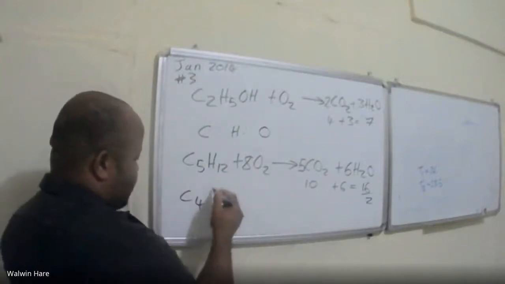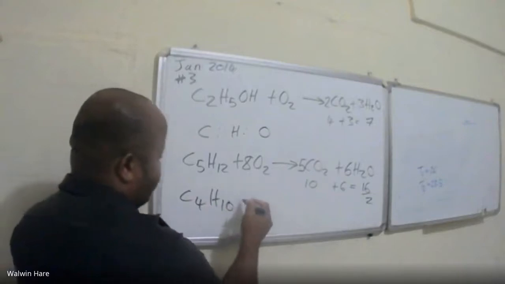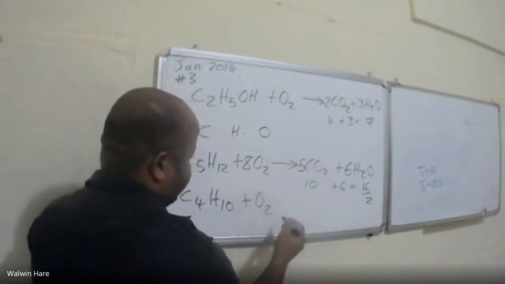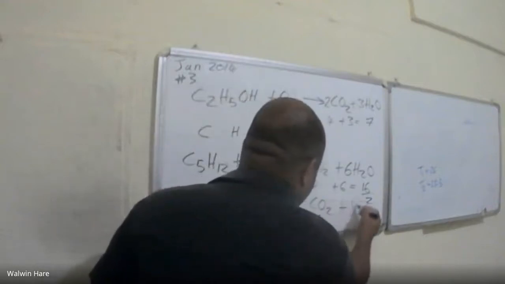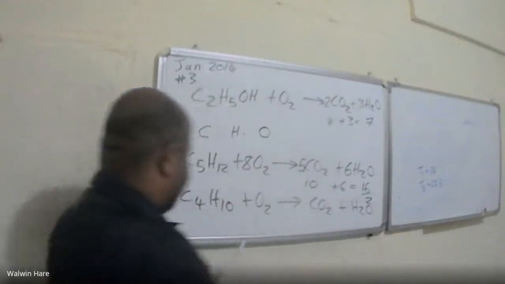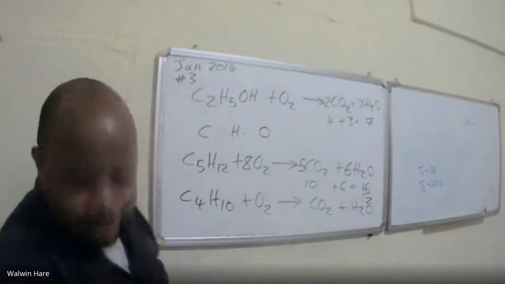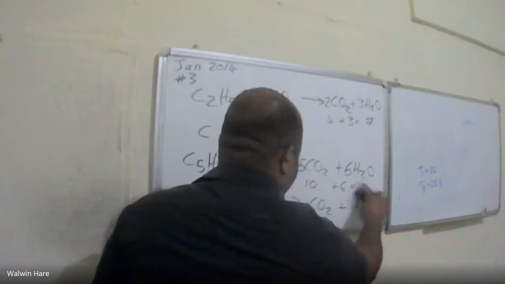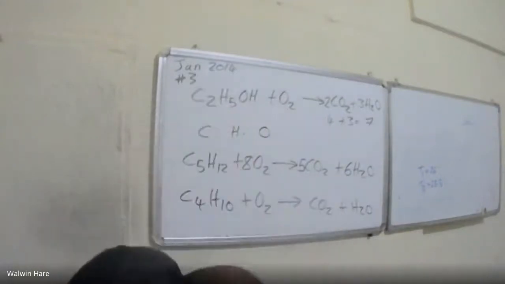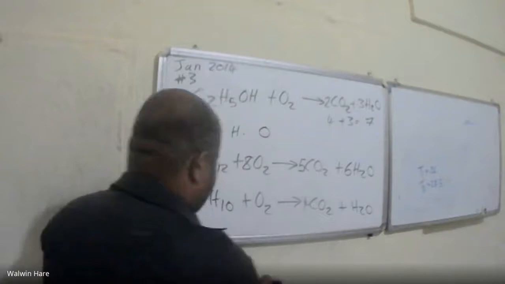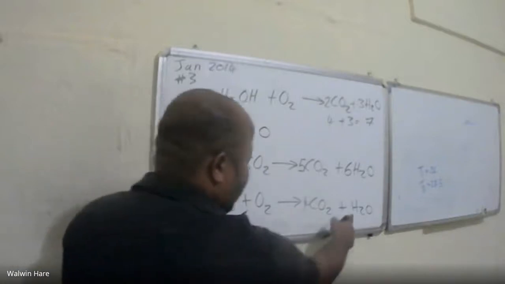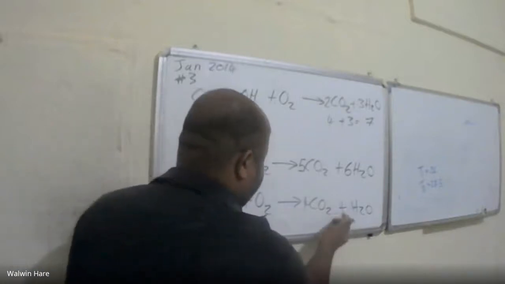Let's do C4H10 plus O2. We're going to get carbon dioxide again and water. How many carbons do we need here? 4, right? Ten hydrogens. So how many hydrogens do we need here? 5, right?